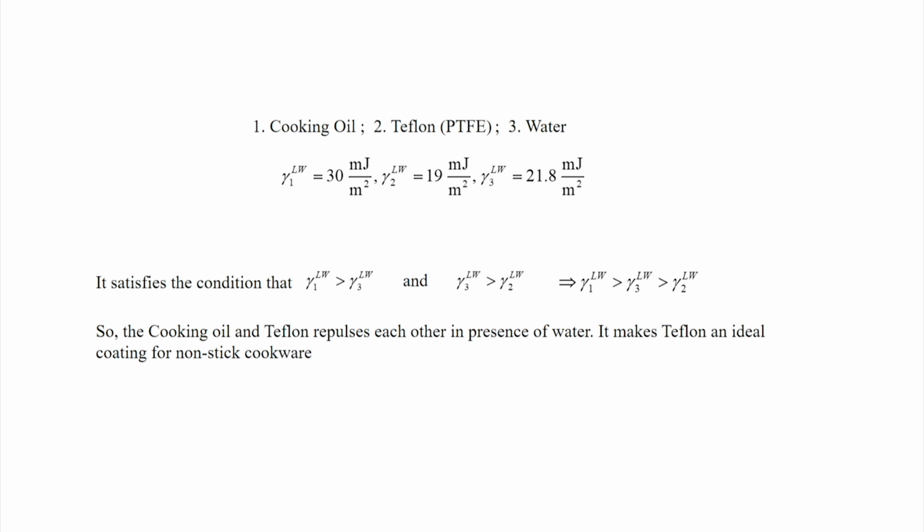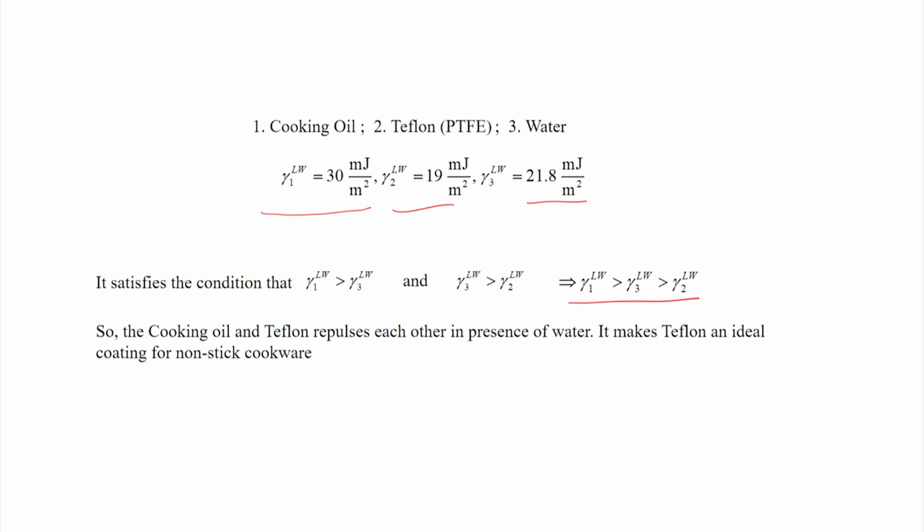So, let us take an example from our everyday observation. For example, we have cooking oil, which has a Lifshitz-van der Waals, or dispersive, component of surface energy of 30 millijoule per meter square. Then we have Teflon, 19 millijoule per meter square, and water, 21.8 millijoule per meter square. These are values from literature. We see that gamma 1 LW, 30, is greater than 21.8, and on the other hand 21.8 is greater than 19. So this condition is satisfied, and we know that the cooking oil is repelled by the Teflon.